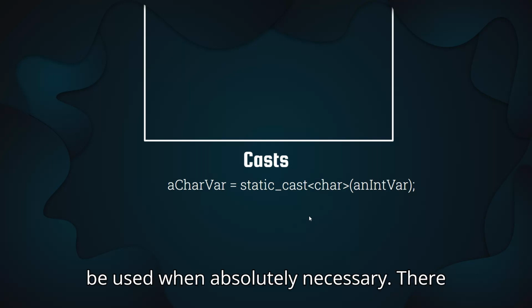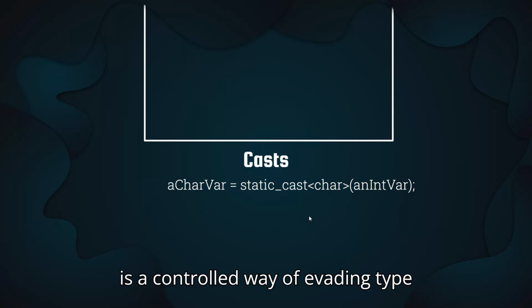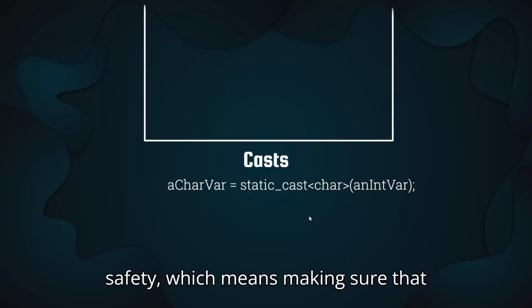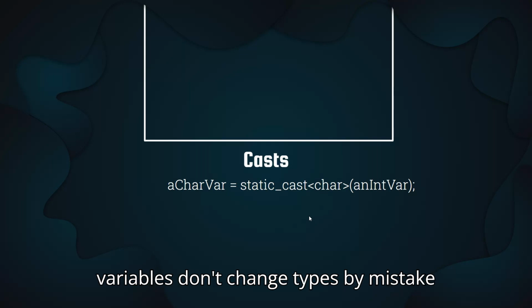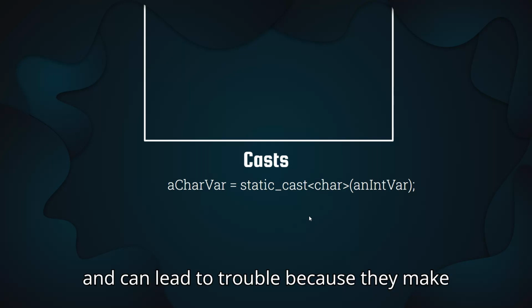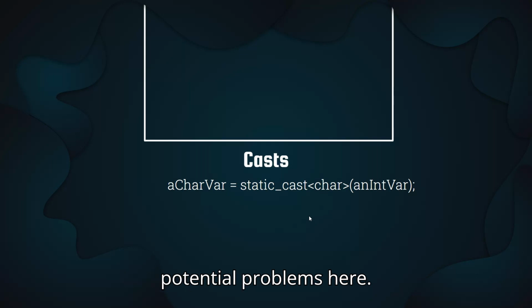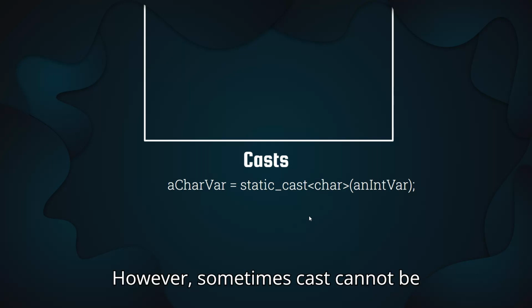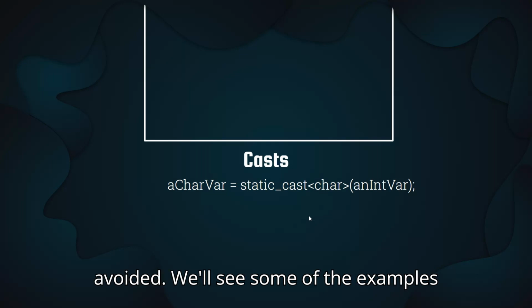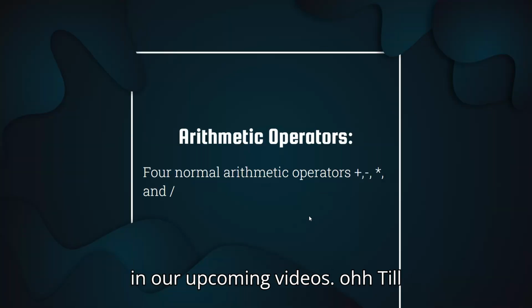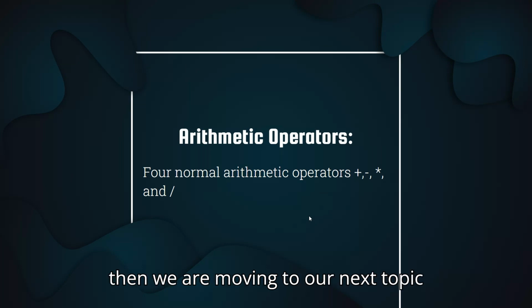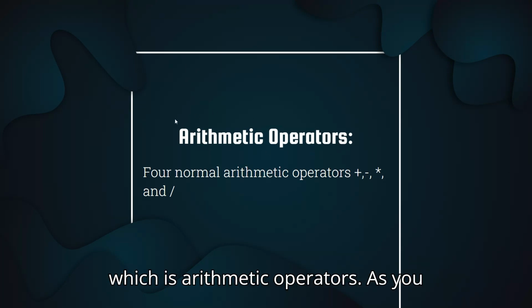Casts should only be used when absolutely necessary. They are a controlled way of evading type safety, which means making sure that variables don't change types by mistake, and can lead to trouble because they make it impossible for the compiler to spot potential problems. However, sometimes casts cannot be avoided. We'll see some examples in our upcoming videos. Till then, we are moving to our next topic, which is arithmetic operators.